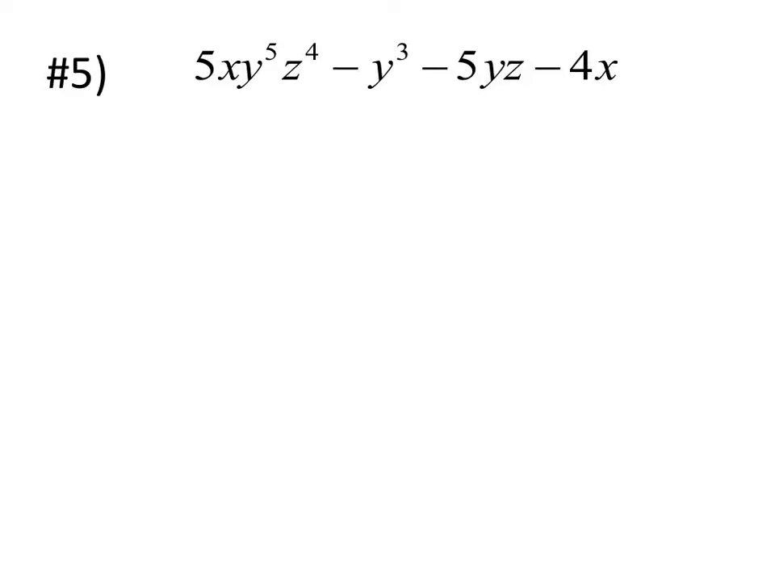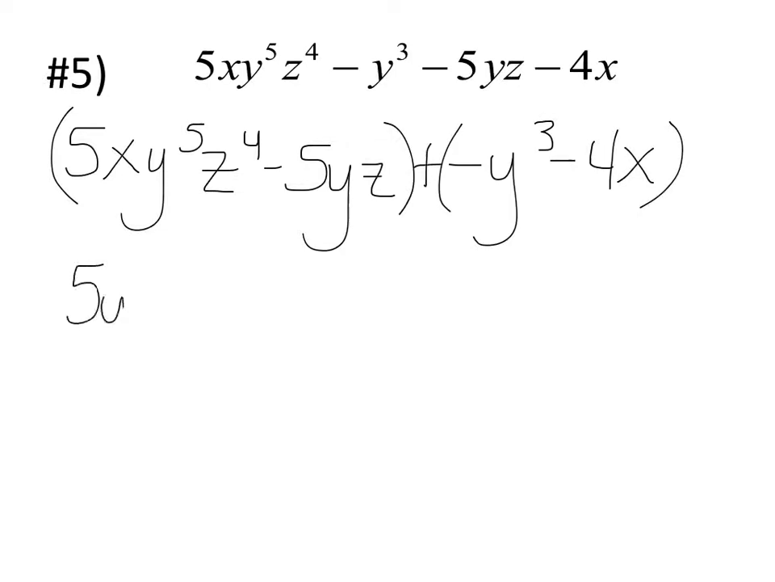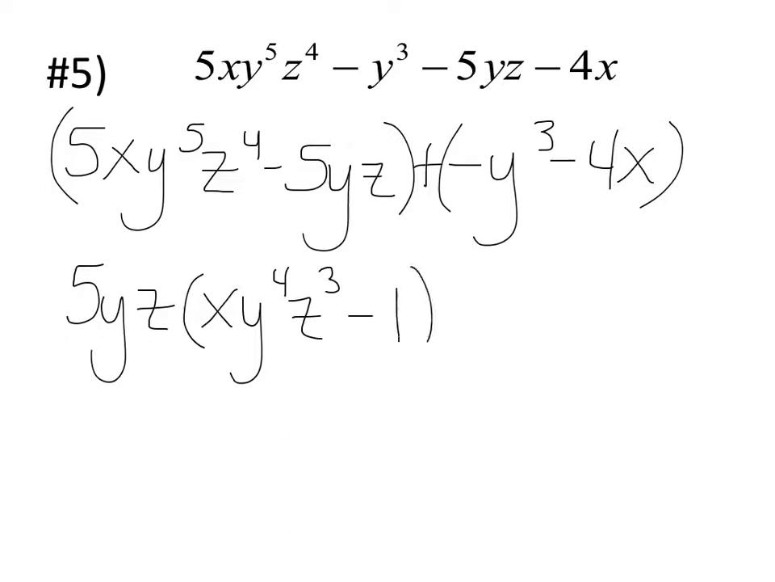Let's group the 5 ones together. So if we have 5x y to the 5th z to the 4th minus 5yz, and I group those together, and then we have negative y cubed minus 4x, and I group those together. Okay, so here I would factor out a 5yz, leaving behind an x, y to the fourth, and z cubed minus 1. And then back here, if I factored out a negative 1, I would be left with y cubed plus 4x. It's not going to work either.